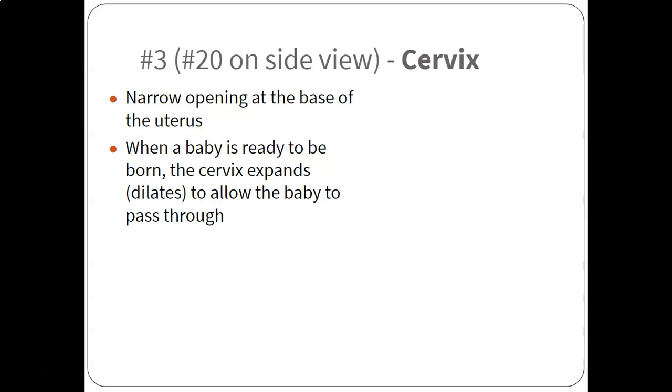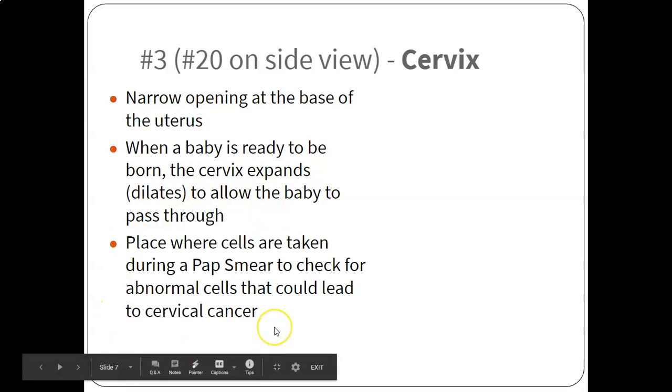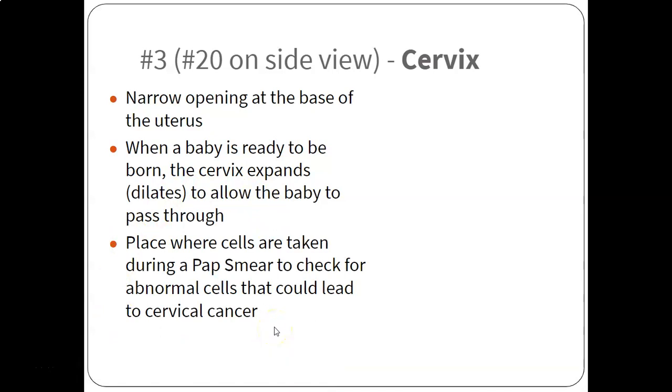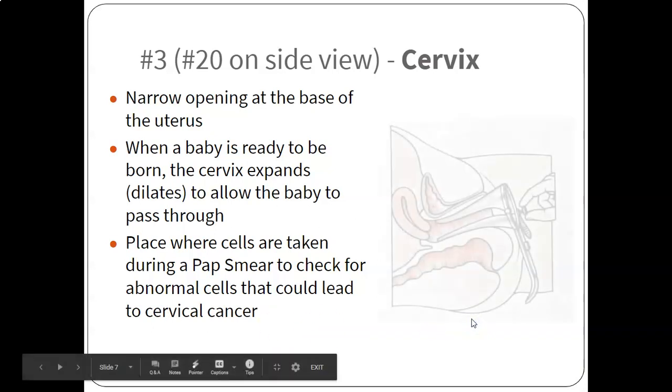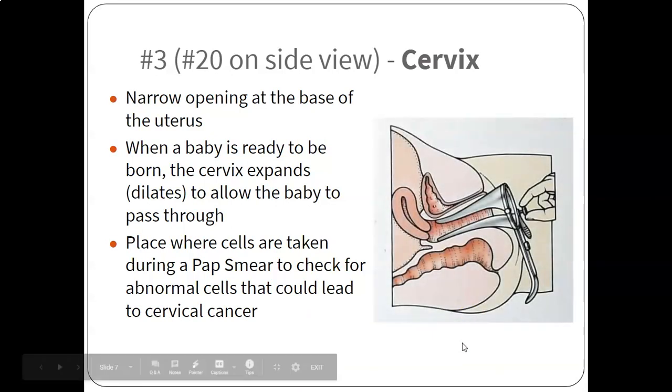So the dilation needs to be 8 to 10 centimeters in order for the baby to be born. It is also the cervix, the place where pap smear cells are taken to check for abnormal cells that could lead to cancer. So, this picture gives you another good idea about female reproductive anatomy.